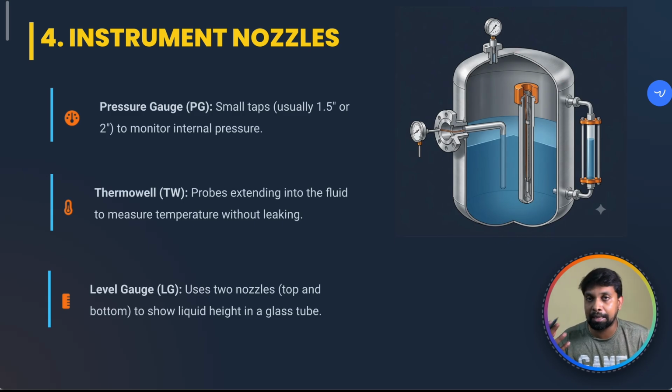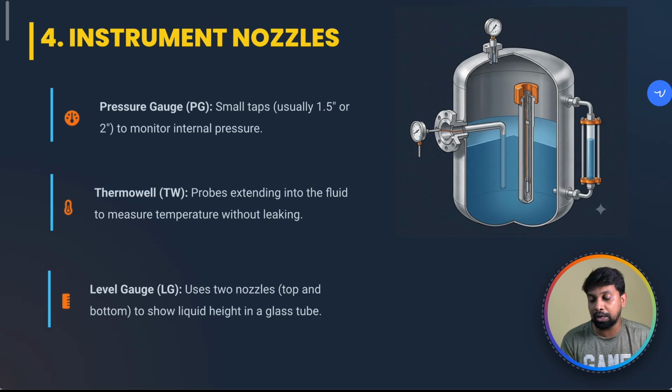Then we need to measure the pressure. For that purpose, we use pressure gauges, and also temperature gauges, as we need to measure the temperature, and also level gauges. The pressure gauge openings are usually small, around 1 inch to 2 inches. Here you can see the pressure gauge. Normally the pressure gauge you can see at the top of the vessel.